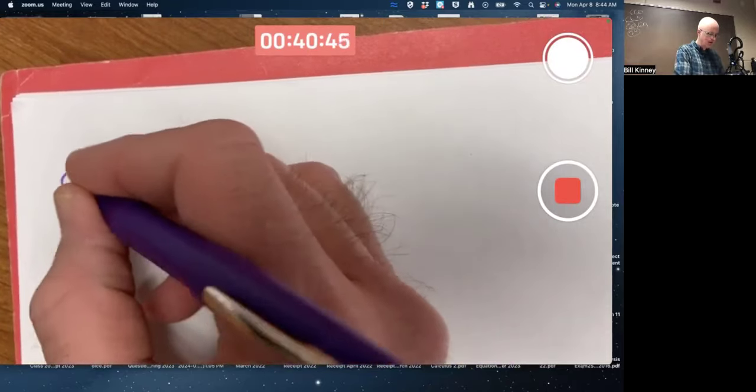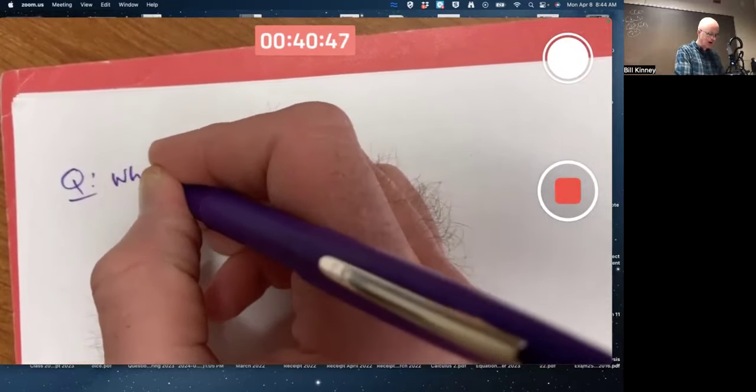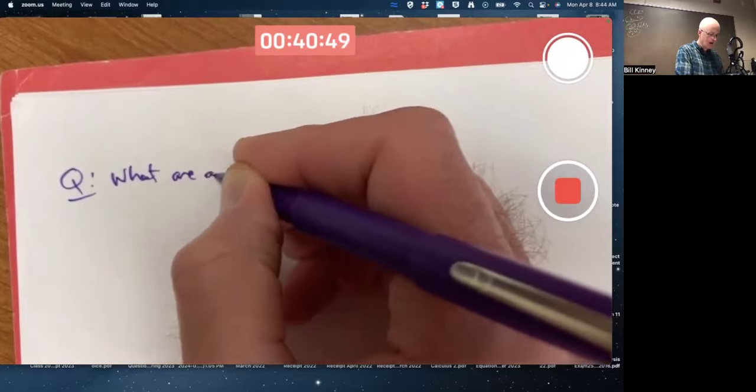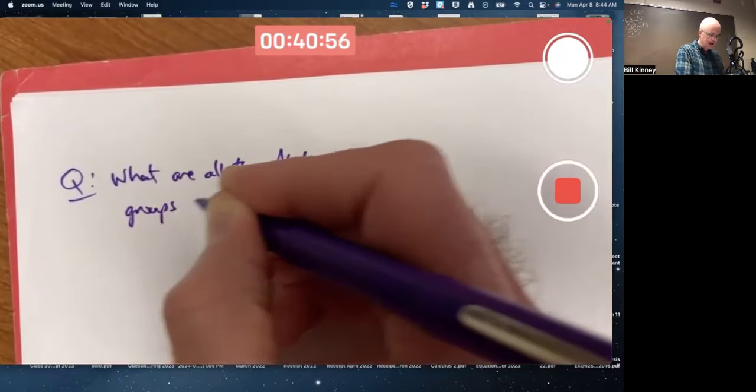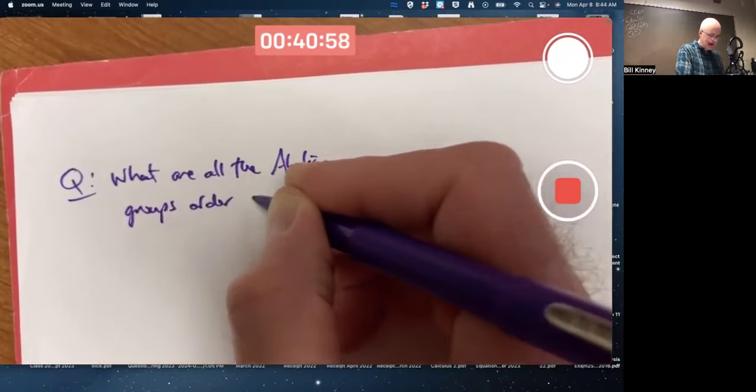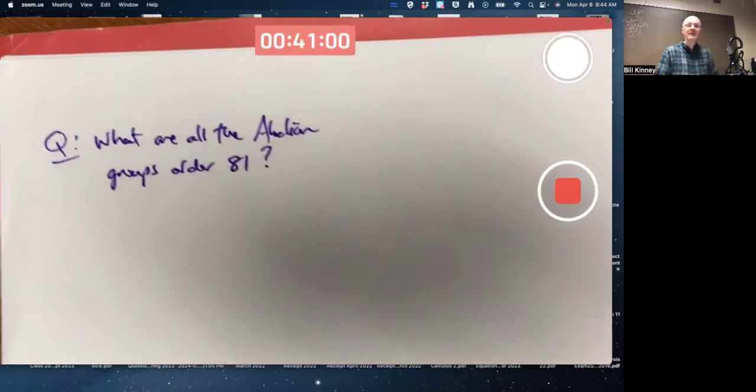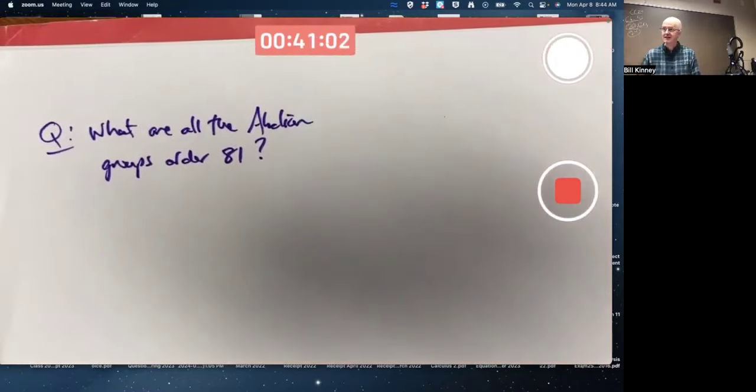Here's a question. What are all the abelian groups of order, say, 81? Sounds like a crazy hard question, doesn't it? Like, what in the world am I asking here? What are all the abelian groups of order 81? How in the world could we possibly figure out the answer to that?